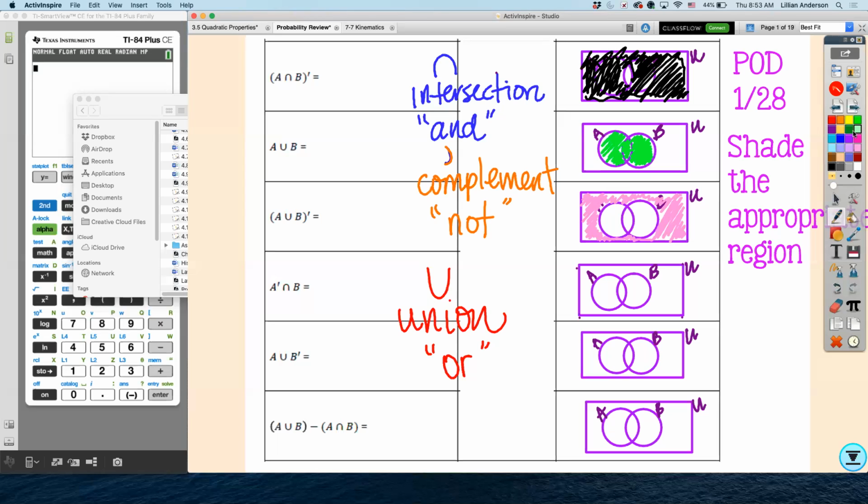What would represent not A? Like what would be shaded to represent not A? Everything but A. So I'm going to do that in this light blue color. Everything not A, including the intersection, because that's everything that's not in A. What about B? What would need to be shaded to represent B? All of B, including the intersection, because that is a part of B.